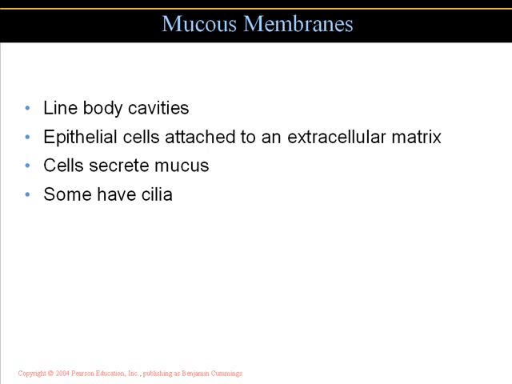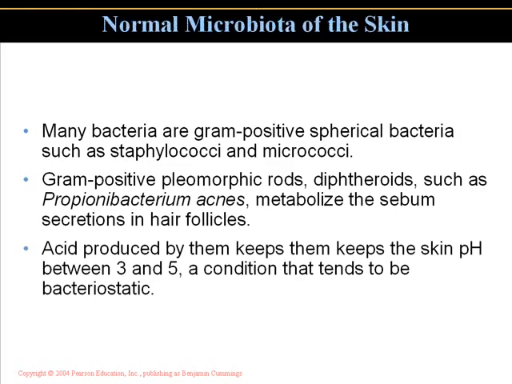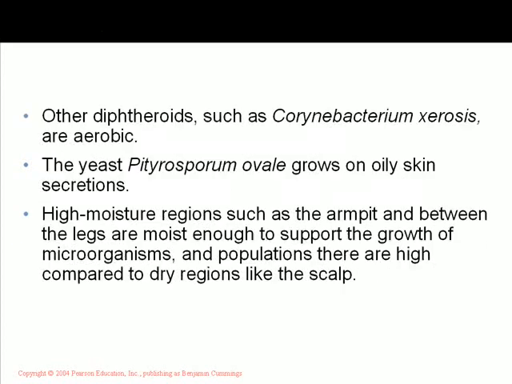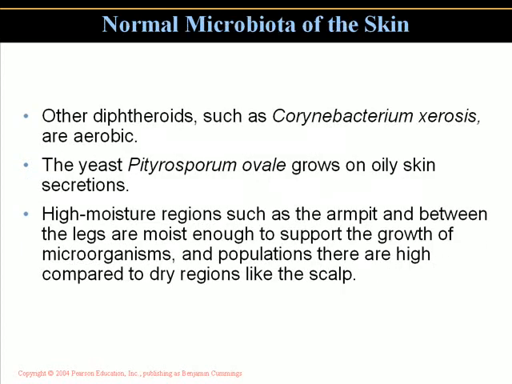Many bacteria on the skin are gram-positive spherical bacteria, such as Staphylococcus and Micrococcus. Gram-positive pleomorphic rods, diphtheroids, such as Propionibacterium acnes, metabolize the sebum secretion in the hair follicles. Acid produced by them keeps the skin pH between a level of 3 to 5, a condition that tends to be bacteriostatic in nature. Other diphtheroids, such as Corynebacterium xerosis, are aerobic. The yeast Pityrosporum ovale grows on oily skin secretions.